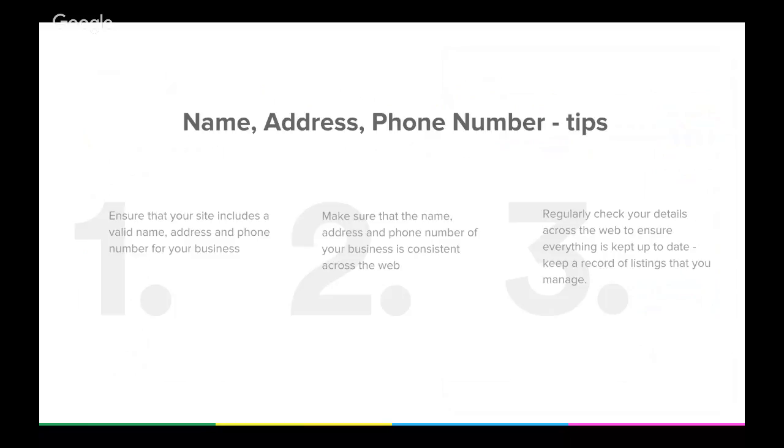Make sure that the name, address, and phone number is consistent across the web as well. So that doesn't just include your site, that includes any sites that you're listed on. And then regularly check your details across the web to ensure everything's kept up to date. The easiest way to do that is probably to just keep a record of any listings of your details that you manage, and periodically go in and check those.